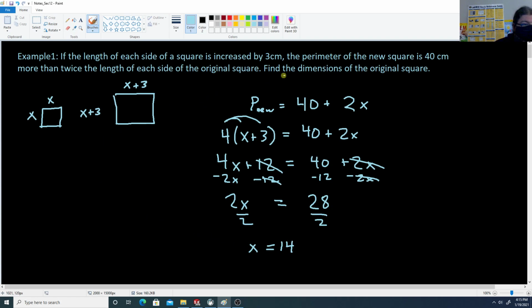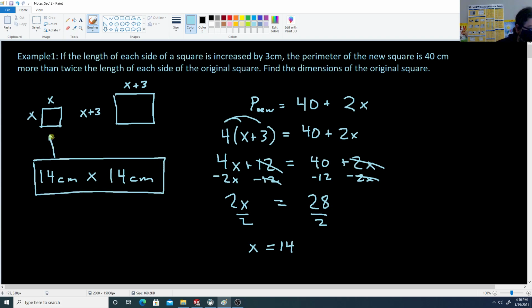Okay, we're asked to find the dimensions of the original square. Our units are centimeters, so based on this, the original square is 14 centimeters by 14 centimeters. That would be the dimensions of the original square, since x was the length of one of the sides of the original square. They didn't ask us any information about the new square's sides, so we're just going to skip over that. Okay, so that should be a method of wrapping this one up.